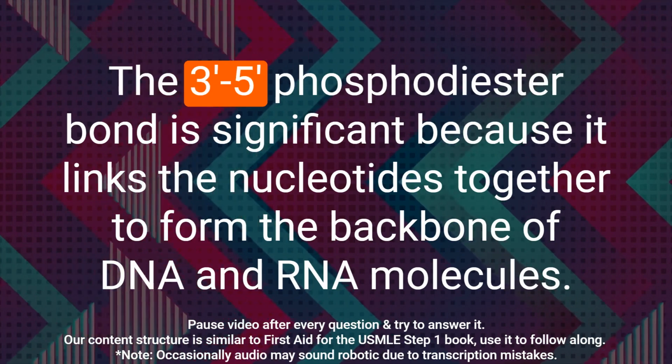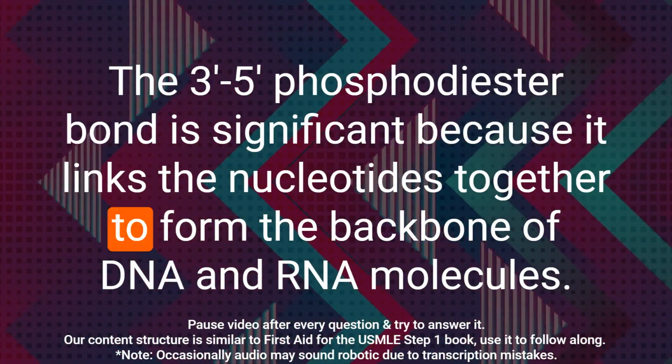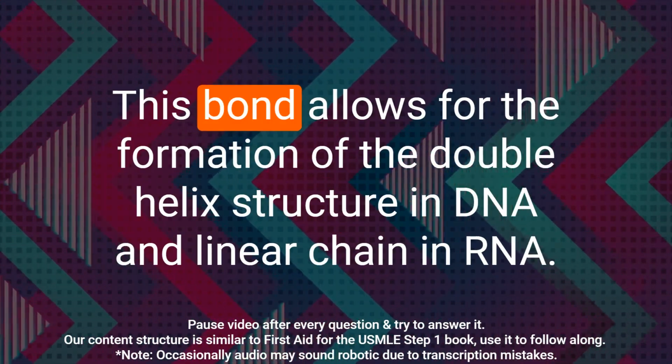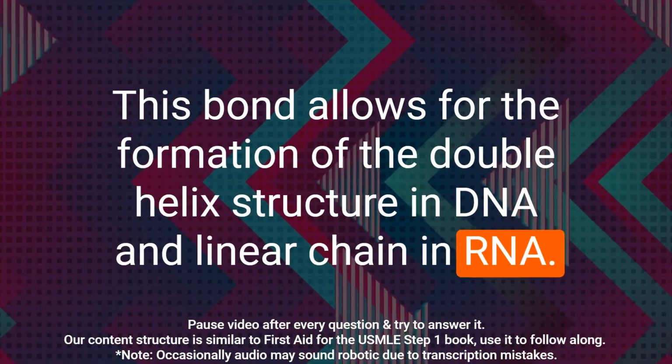Question: What is the significance of the 3' to 5' phosphodiester bond in nucleotides? Answer: The 3' to 5' phosphodiester bond is significant because it links the nucleotides together to form the backbone of DNA and RNA molecules. This bond allows for the formation of the double helix structure in DNA and linear chain in RNA.